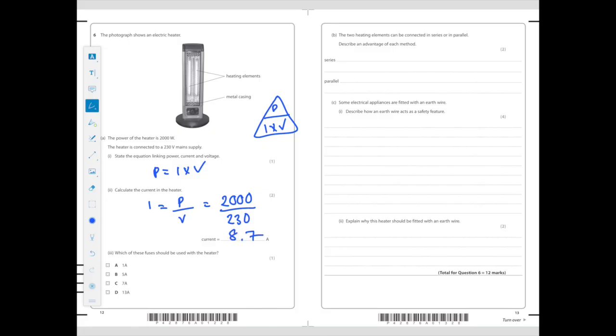Which of these fuses should be used with the heater? So you're looking for one which is higher and not too high compared with the current you've calculated, and that will have to therefore be 13 amps, D, because it's the only current higher than the one we've calculated.